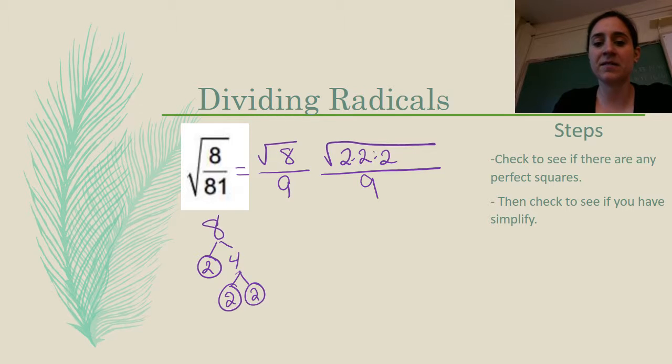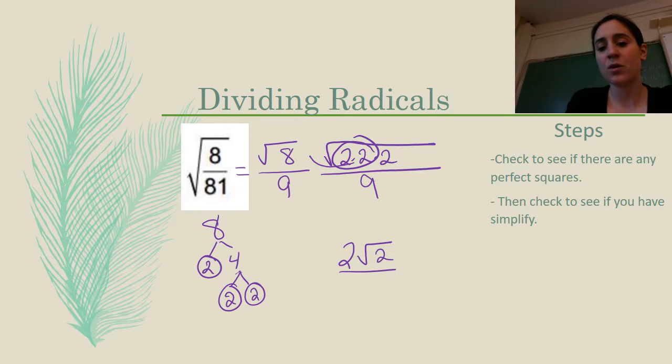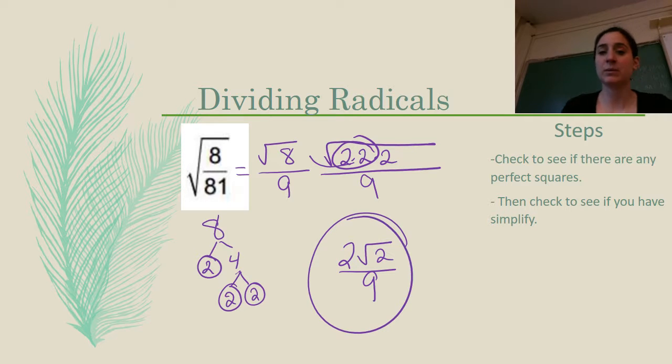The last step is I'm going to find that this pair is going to be able to come out, which leaves me with 2 radical 2 over 9. Then I check to see if I can simplify my fraction. Can 2 and 9 simplify? No. So that's my final answer.